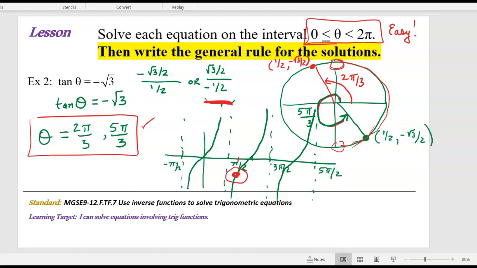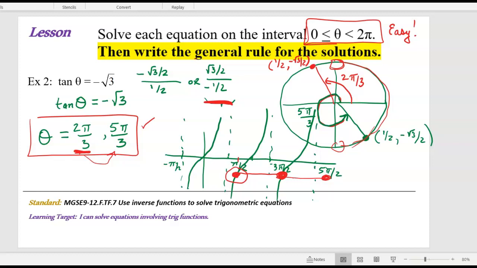Now, if I add pi to that, it takes me here. If I take 2 pi over 3 and I add pi, I get 5 pi over 3. And if I add pi again, I get 8 pi over 3. You see the pattern? 2 pi over 3, 5 pi over 3, 8 pi over 3, 11 pi over 3. I can find solutions all day long, but when I say redundant, here's what I mean.